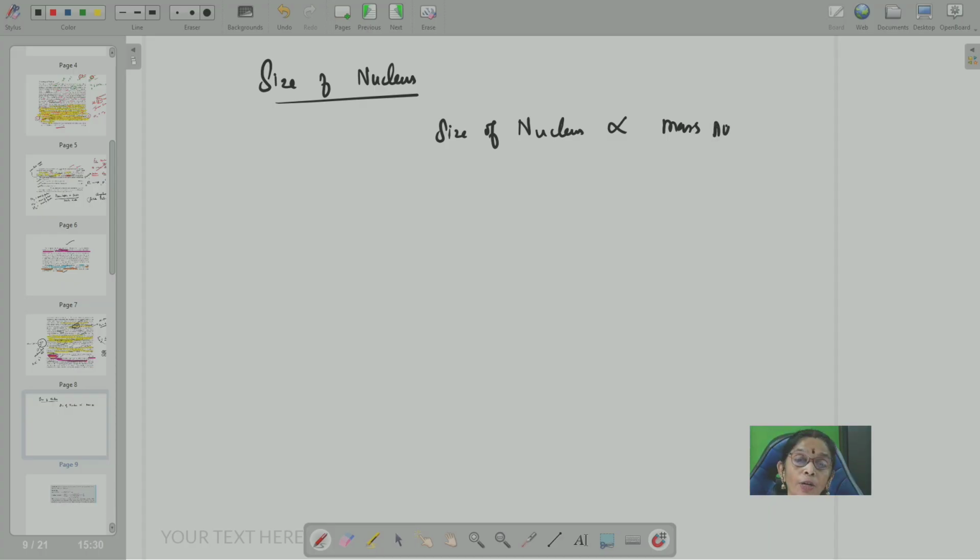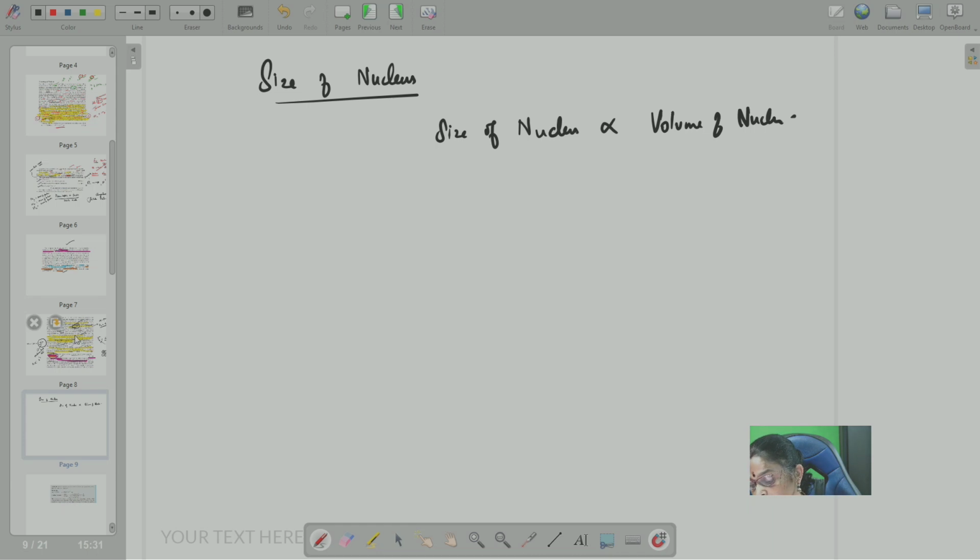That's nothing but volume of the nucleus. Okay, so now size of the nucleus is directly proportional to volume of the nucleus. What is volume of the nucleus? 4 by 3 pi r cube.